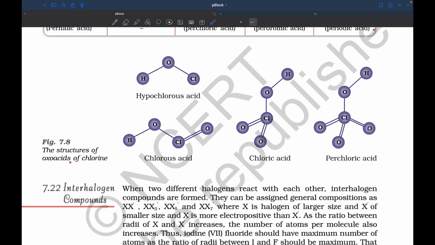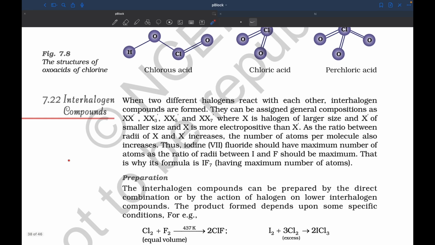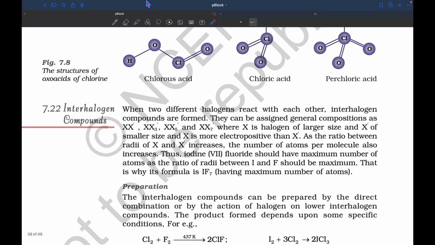Okay. Next one is about interhalogen compounds. Did we see interhalogen compounds on Saturday? Right. So we just have to see the preparations of it. We have already seen the structures, right?